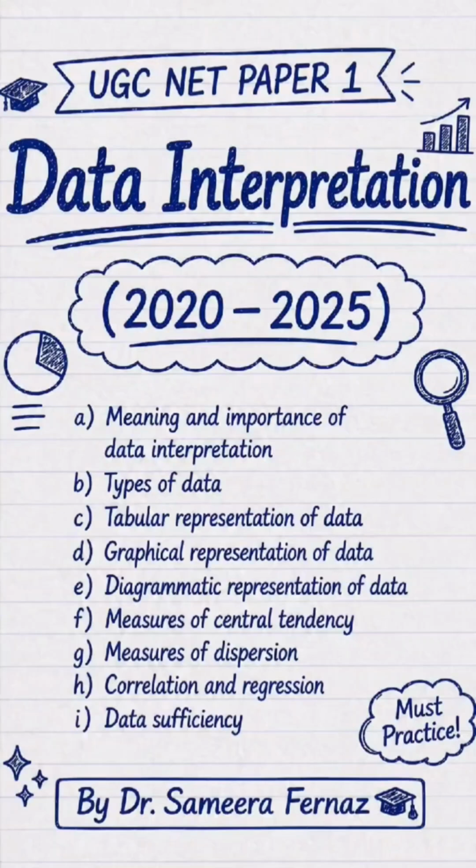Next, study measures of central tendency and measures of dispersion. Also don't forget correlation and regression. Finally, practice data sufficiency questions. Keep practicing regularly because practice is the key to success. All the best for your exam.